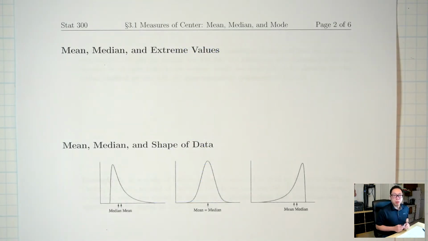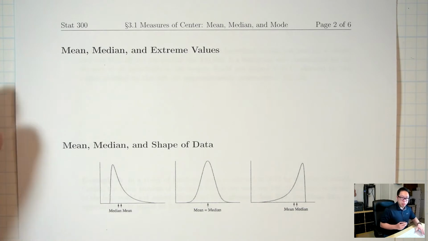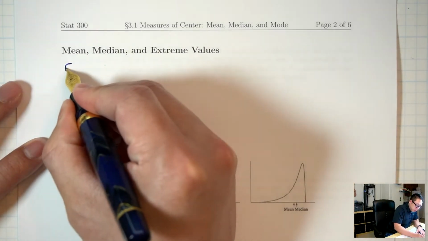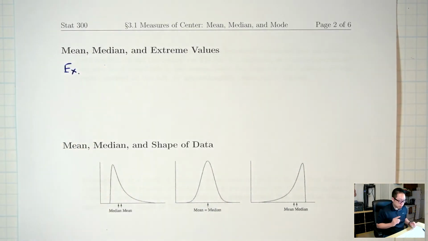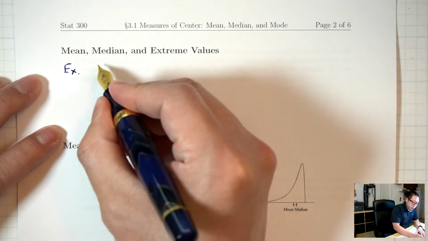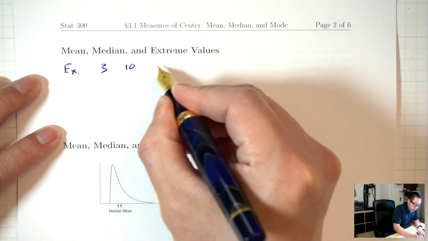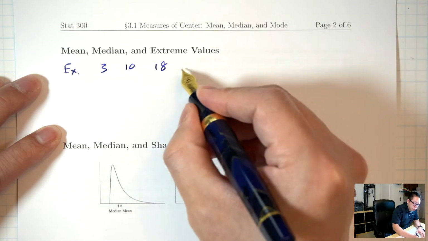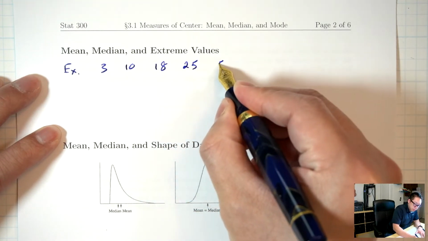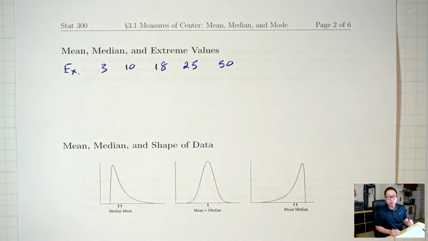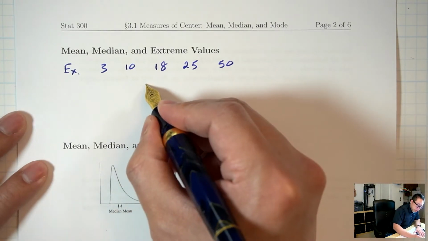The next thing I want to talk about is the relationship between mean, median, and extreme values. I'm going to start off with an example. I'm going to pick some numbers here. The numbers I'm going to pick are 3, 10, 18, 25, and 50. And I'm going to find the median and the mean for this set of numbers.